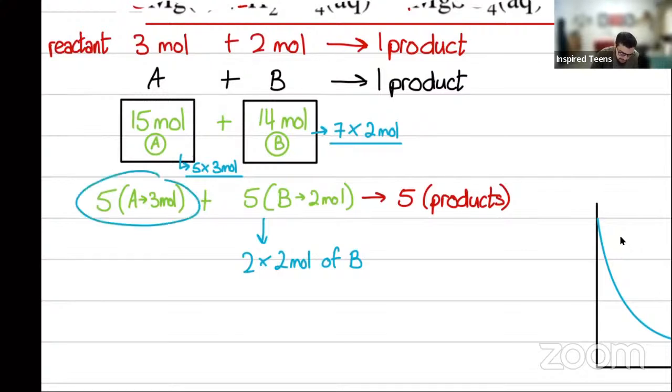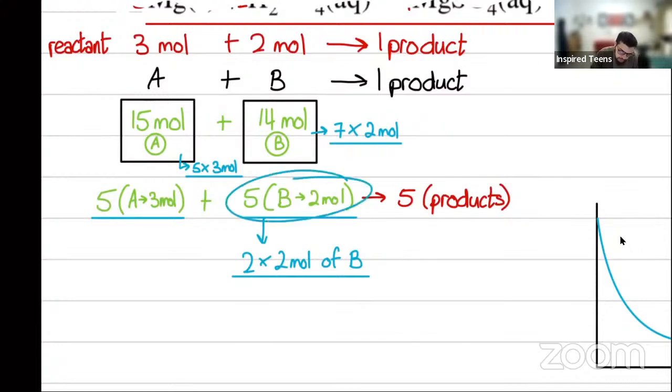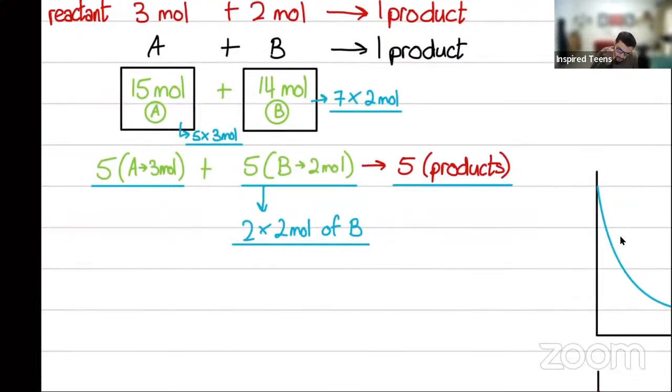So the 5 of these are going to react with 5 of B, because we don't have 7, essentially, and we'll be left over with 2 additional moles of reactant B. Well, 2 times 2. In this case, we take those 5 times 3 moles of reactant A and react them with 5 times 2 moles of reactant B to form 5 whole products. And here we have an excess amount of reactant B.